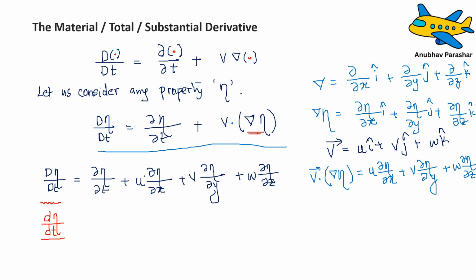Now this is the Lagrangian approach. For example, if we replace eta with velocity, it will simply become dv by dt. What is dv by dt? That is nothing else but the acceleration a of the particle. Right? This is the partial derivative of eta with respect to time.